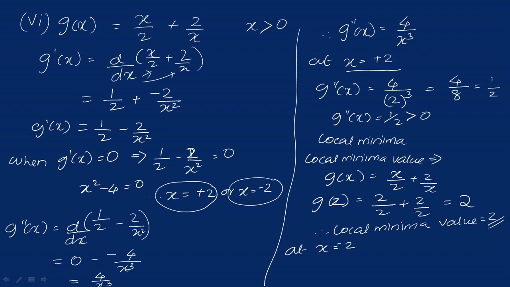Now, at x equal to minus 2, we have g double dash of minus 2, that is 4 by x cube, right? 4 by minus 2 whole cube, that is minus 1 by 2, which is less than 0. But in the question, we have said that x should be greater than 0. So, there is no possible value here.